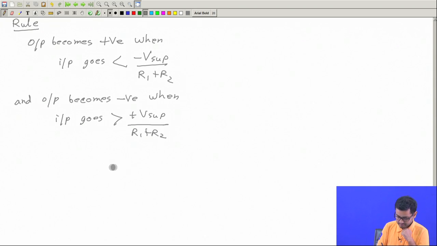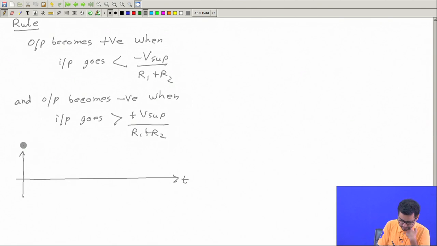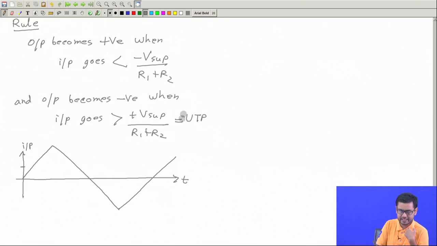Okay. So, let me draw some diagram, time versus say input. Say the input is changing like this. Maybe a triangular wave. You can also use a sine wave. And say this height represents the value of this V supply. Okay, so let me call this value the upper trigger point.